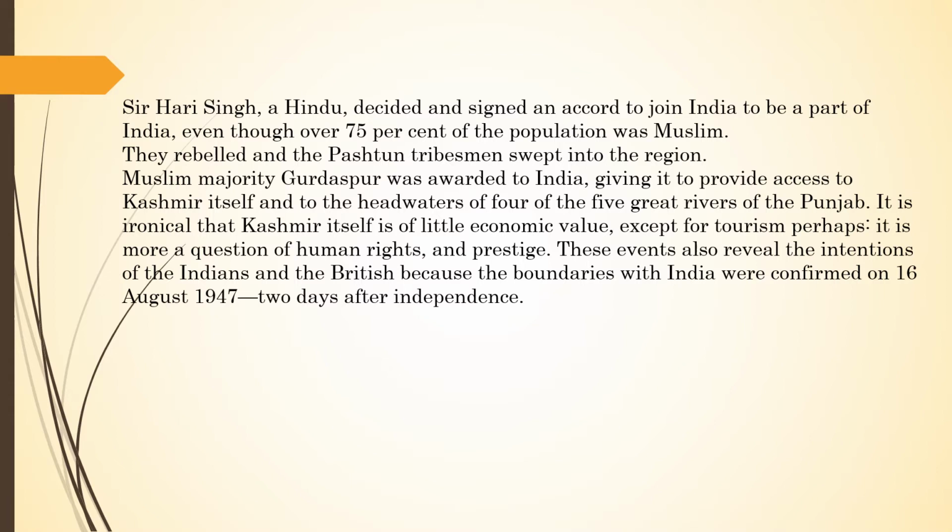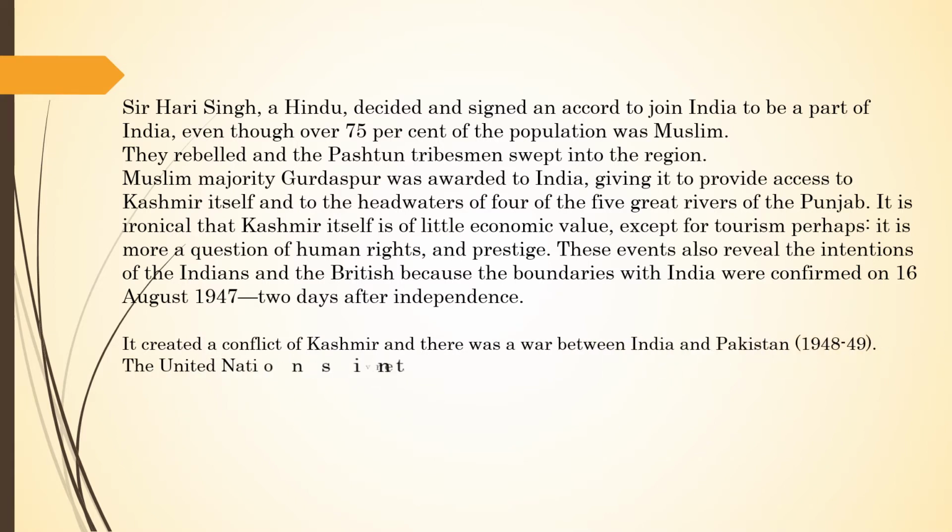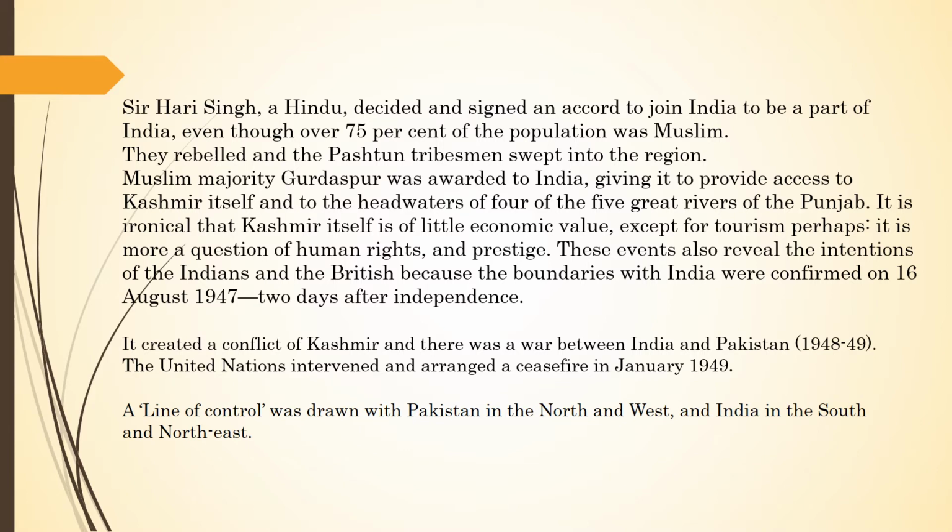These events also reveal the intentions of the Indians and the British, because the boundaries with India were confirmed on 16th August 1947, 2 days after independence. It created the conflict of Kashmir, and there was a war between India and Pakistan in 1948-49. The United Nations intervened and arranged a ceasefire in January 1949. A line of control was drawn with Pakistan in the north and west, and India in the south and northeast.